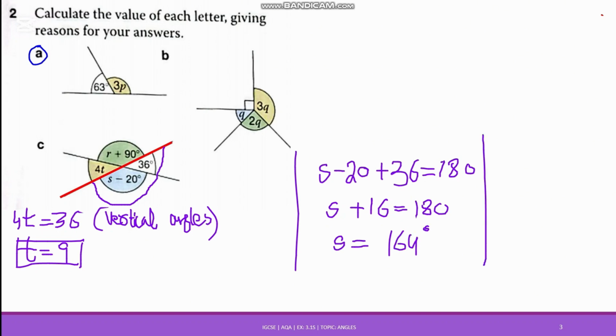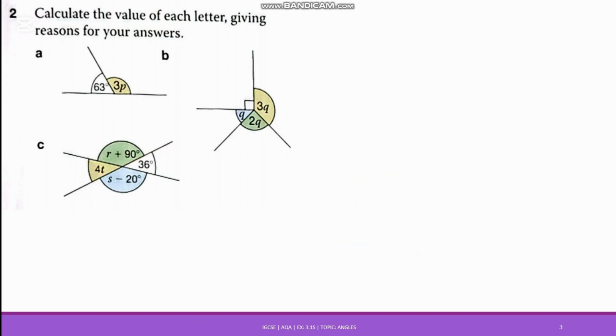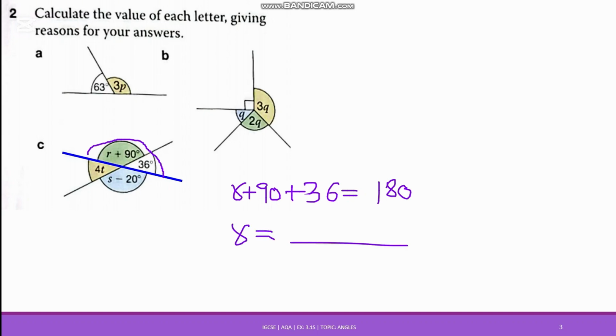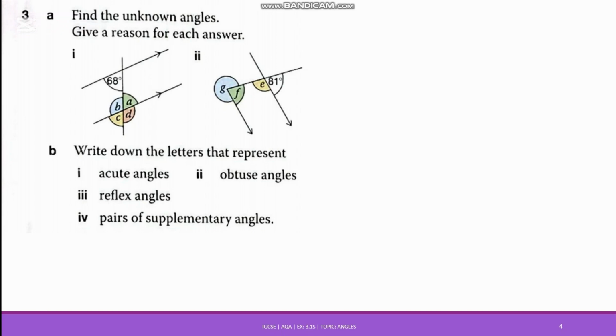Now to figure out the size of R, we will again consider a straight line, but this time we will consider another straight line that will be actually this one. And here, to figure out the size of R, we can say that R plus 90 plus 36 should be equal to 180 degrees. So I'm leaving this portion for you, that you have to figure out the size of R. Let's do question number 3.